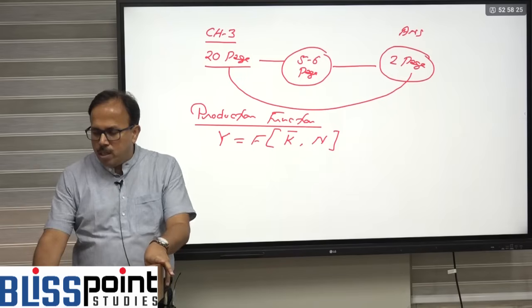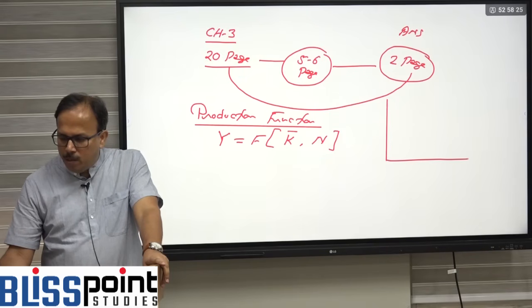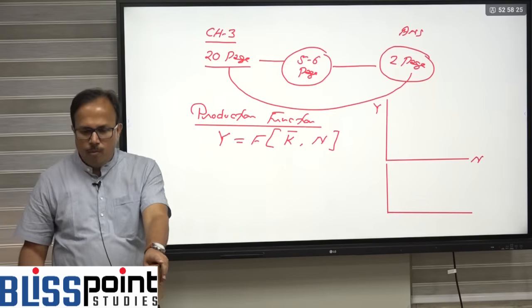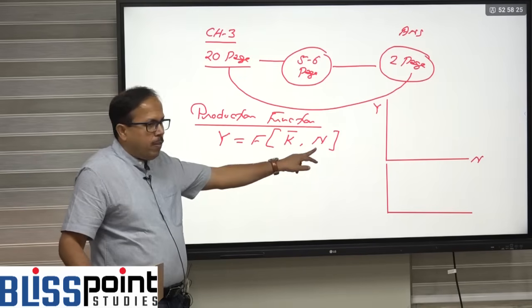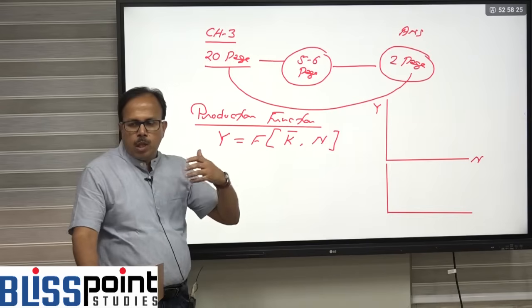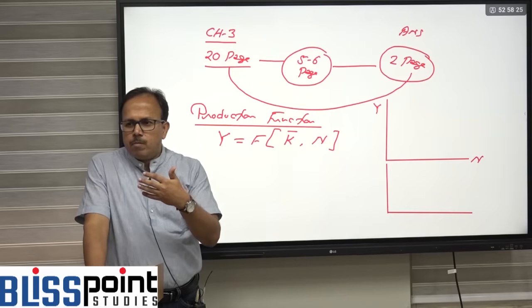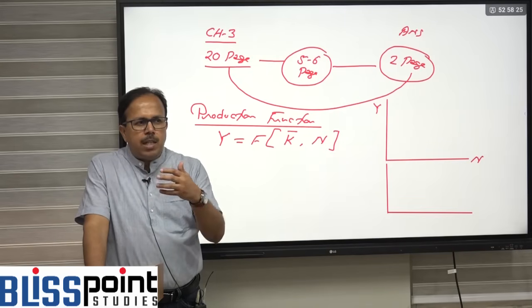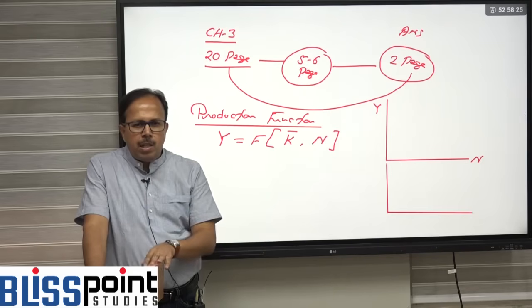Now keeping capital constant, if I increase only labor, then on the axis I write Y as a function of N, keeping capital constant. So keeping capital constant, if you increase only labor, then what happens? Micro में भी ये theory है. Keeping capital constant, if I increase only labor, initially production will rise at increasing rate, then production will rise at decreasing rate, and finally total product will start declining. But that is for one firm.